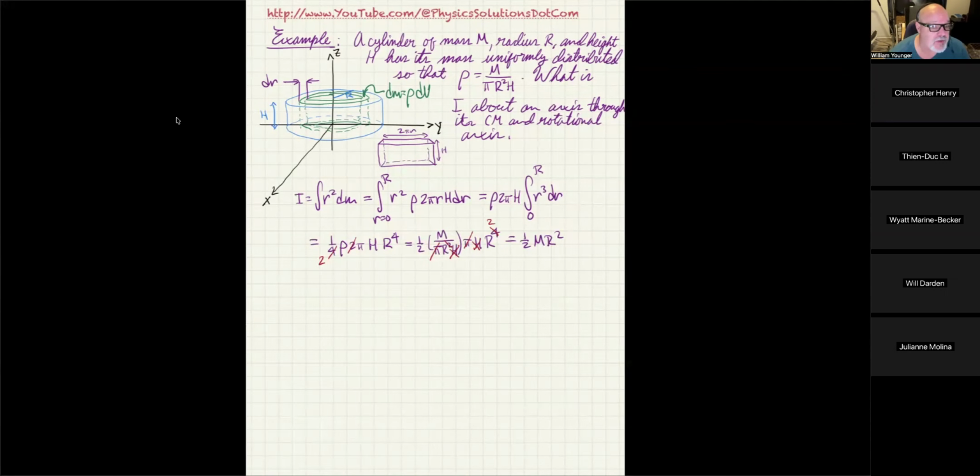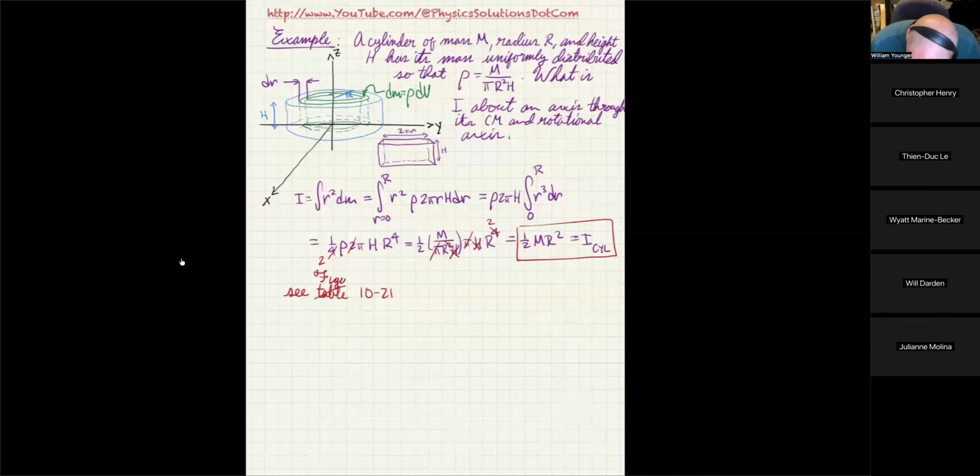And if you look in figure 10.21, you'll see that that's exactly the right formula. So the moment of inertia of a cylinder rotated about an axis through its center is 1/2 m r squared. And as I said, see figure 10.21. Actually, it's called figure, so I should write that. Figure 10.21. Okay, so that's enough for right now.